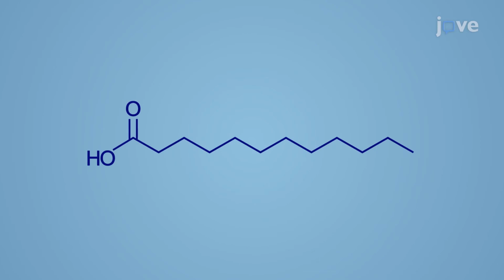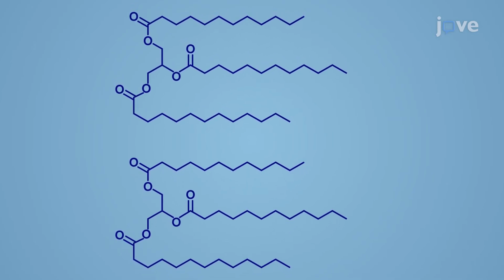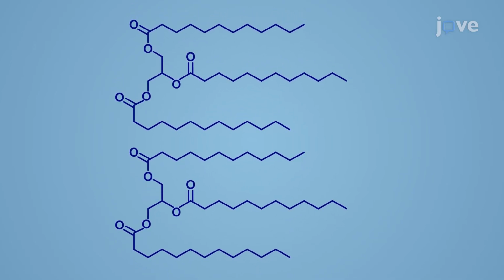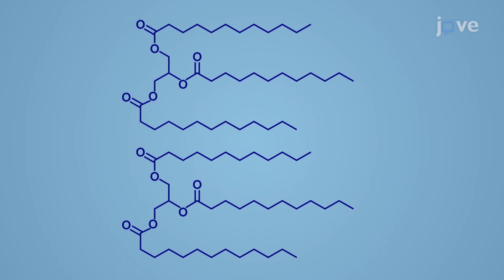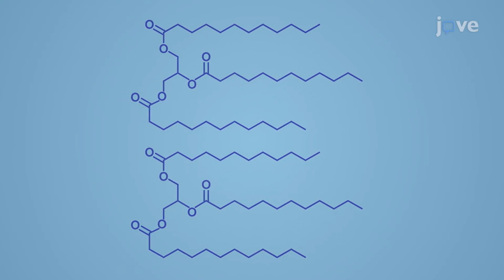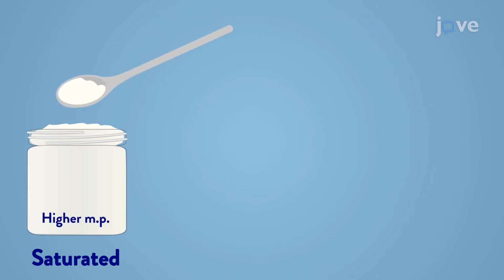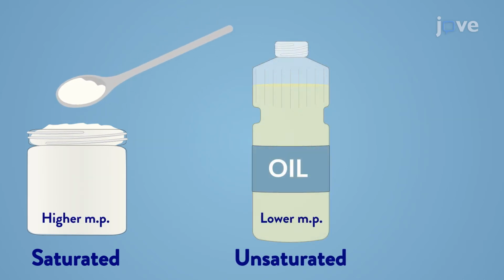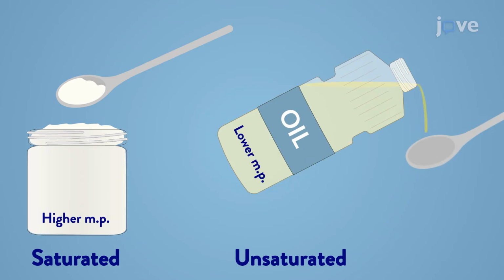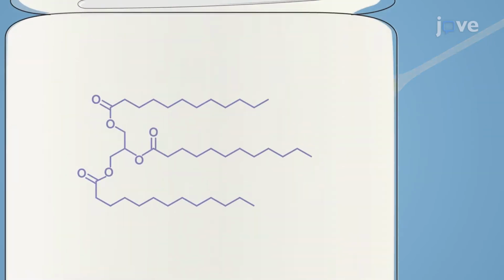Fatty acids with only single bonds between the carbon atoms are saturated. These unbent chains allow triglycerides to pack closely together, enabling stronger, short-range intermolecular interactions. This gives saturated triglycerides a higher melting point than unsaturated triglycerides, which are usually liquid at room temperature.